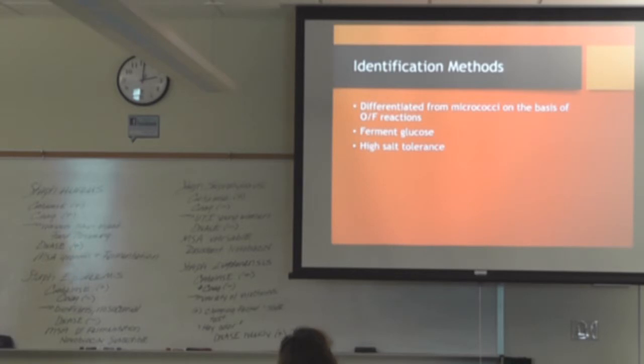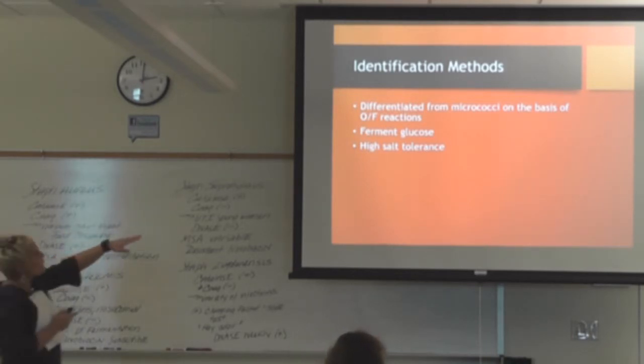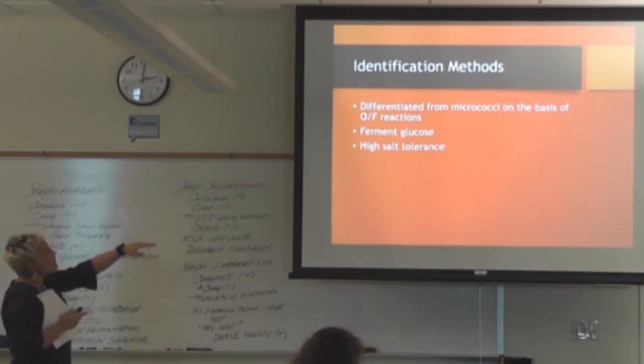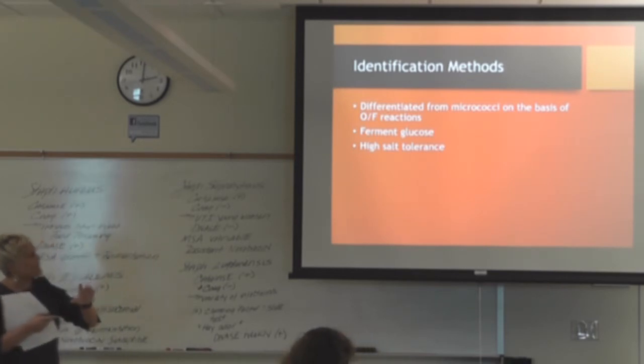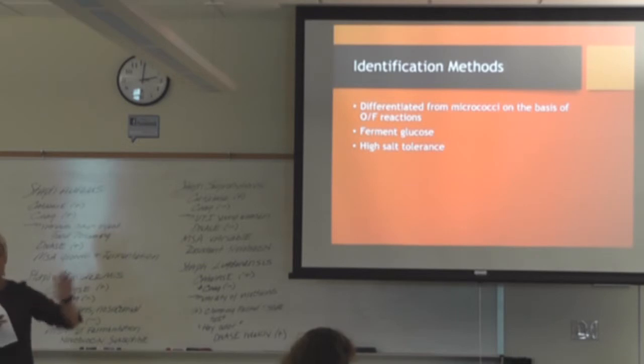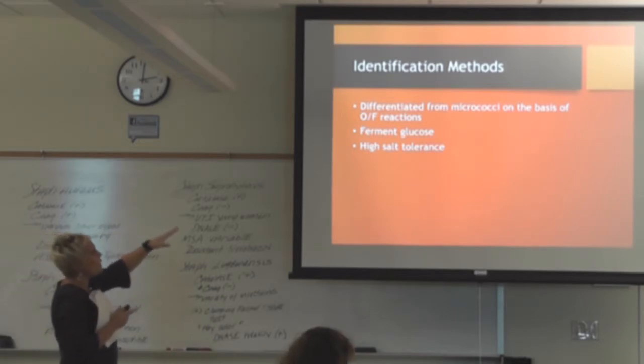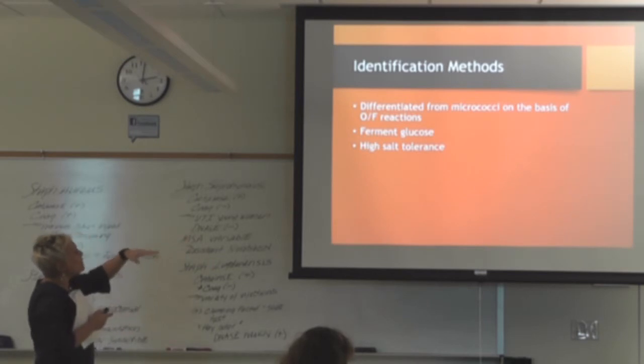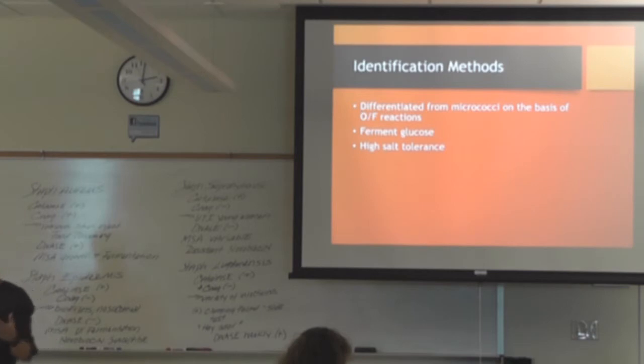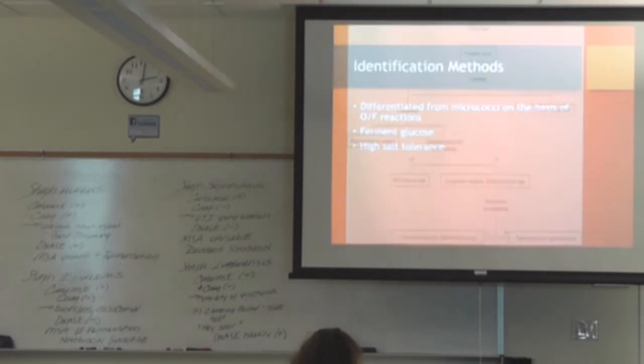All right, identification methods. For micrococci, this is OF reactions, oxidative and fermentative reactions. We haven't worked with that yet. That won't be on the exam, but I just wanted to point out that that's how they differentiate micrococci from the staphs. The staphs are usually going to ferment glucose, and of course the staphs are going to have a high salt tolerance. I think the MSA plates are around 8%, versus normally everything else is like 2%, I think.